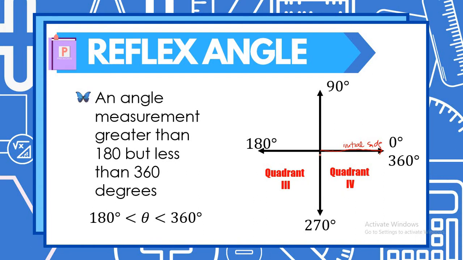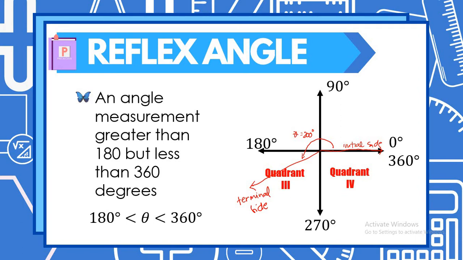So say, for example, we have 200 degrees of angle measurement. Starting from the initial side, we're going to rotate theta as 200 degrees. Therefore, the terminal side will lie on the third quadrant. So a reflex angle is somehow greater in scope because the terminal side may lie on the third or the fourth quadrant.